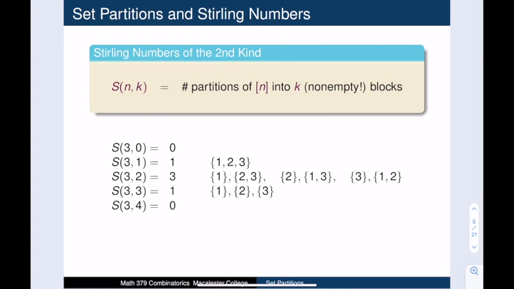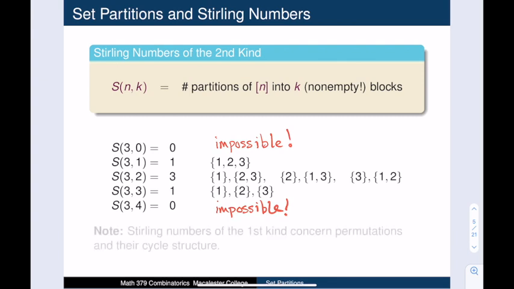How many ways are there to partition the set {1, 2, 3} into 0 blocks? Well, that's an impossible task, because I need at least 1 part. In combinatorics, when someone asks, how many ways are there to do something impossible? The answer is 0. There's 0 ways to do something impossible. Likewise, there are 0 ways to partition the set {1, 2, 3} into 4 non-empty blocks. This is an impossible task because if I need 4 blocks, then one of them must be empty.